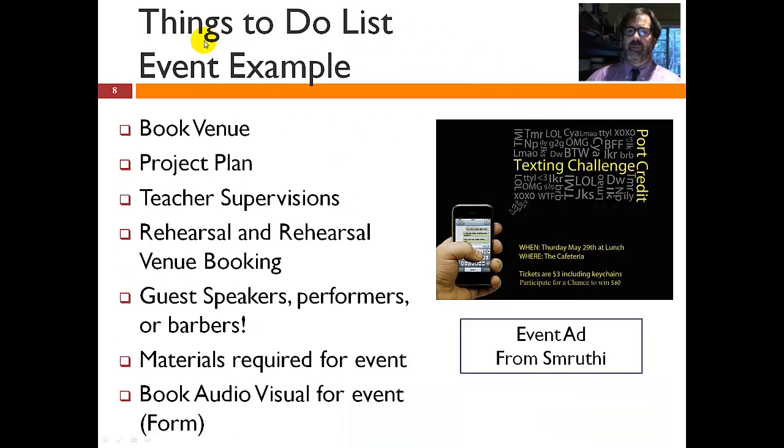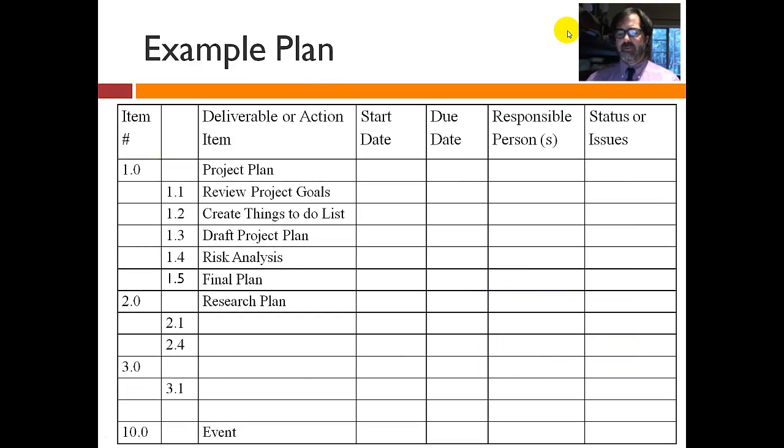Another example would be a things to do list if you're organizing an event. So you'd have to remember to book the venue, get teachers, and if you've got a guest speaker or performer, make sure they know the due date. Materials, identify all the materials that are required. So write those all down. Okay, so that's an example of a things to do list for an event. And then once you've got your things to do list, you categorize it, and then you create your project plan.